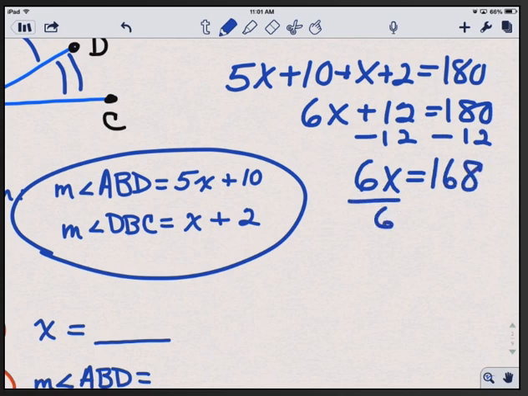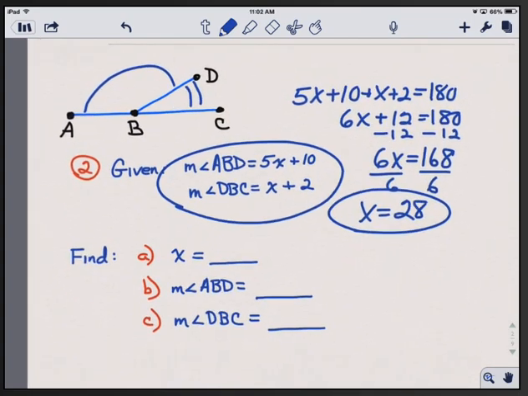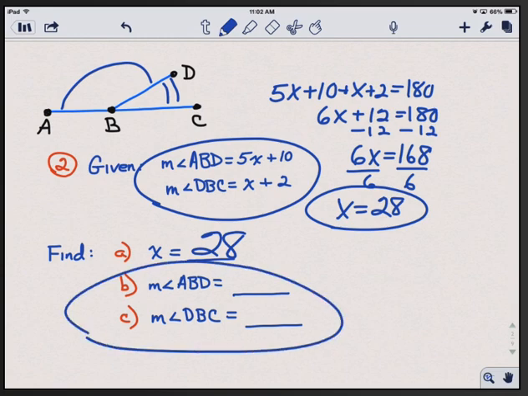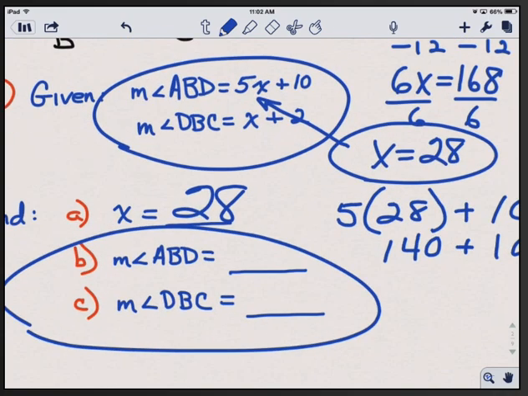We divide each side by 6. X equals 6 goes into 16 twice with 4 left over. 6 goes into 48 8 times. We have x equals 28. So that answers the first question, 28. But to answer the next 2 questions, we plug in the value for x in each case. So we have 5 times 28 plus 10. 5 times 28 is equal to 140 plus 10. That angle is equal to 150.